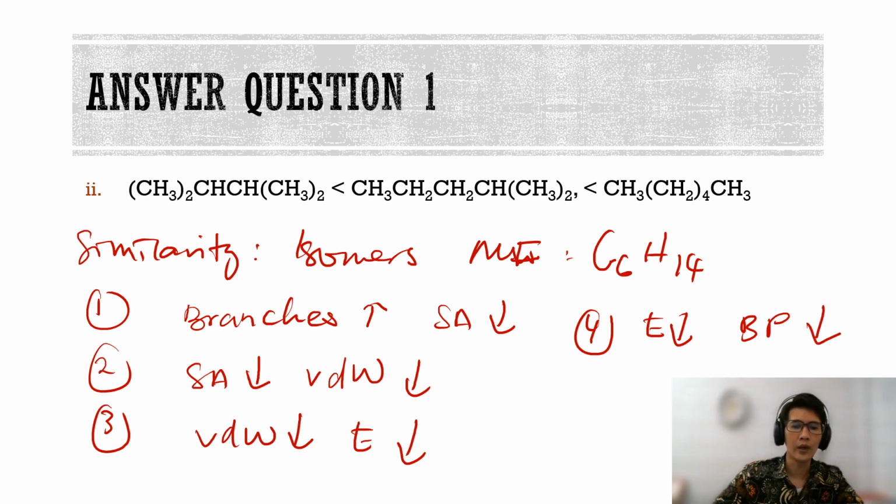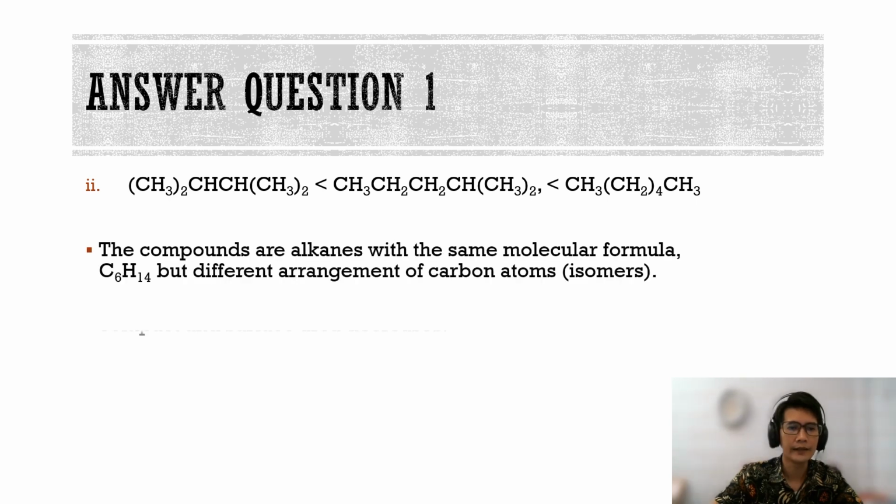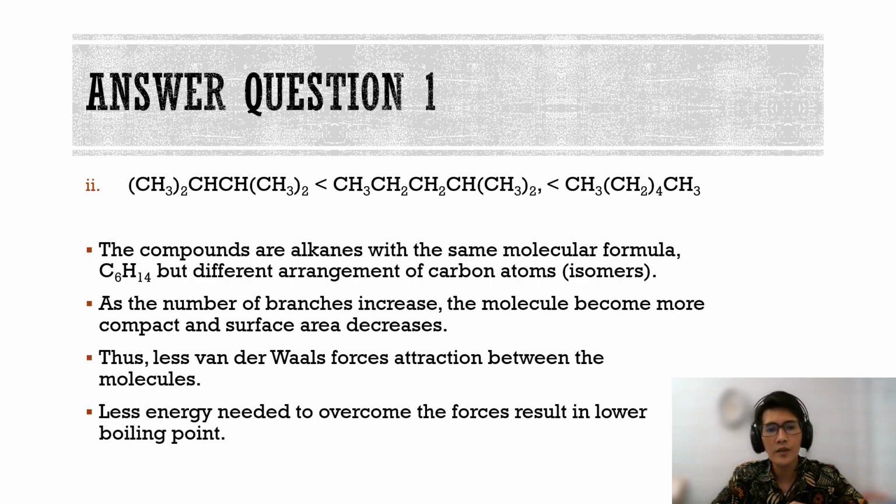Alright, so in sentence form it is like this. Okay, the compounds are alkanes with the same molecular formula C6H14 but different arrangement of the carbon atoms. So they are all isomers. Okay, as the number of branches increases, the molecule becomes more compact and the surface area decreases. Thus, there is less van der Waals forces of attraction between the molecules, and hence less energy needed to overcome the forces, resulting in a lower boiling point. Alright, so just as simple.